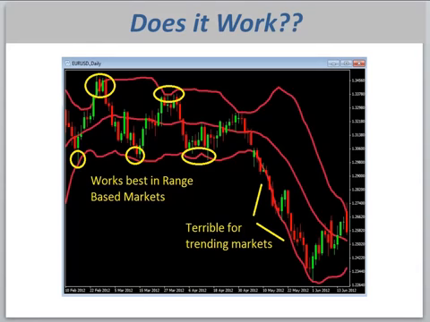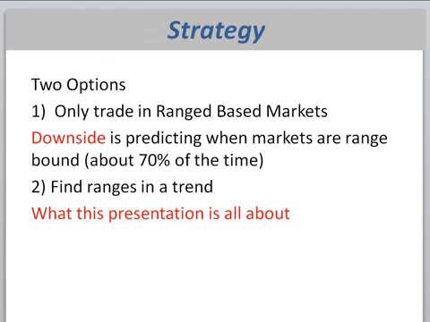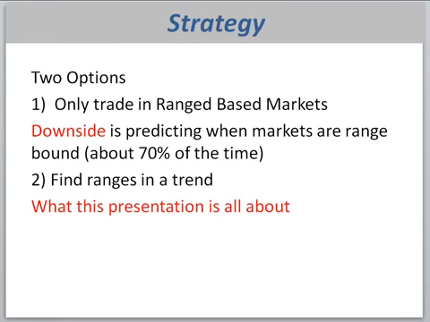So we see that in range-based markets, they work. However, when there's trending or a lot of big news, and when there's a lot of selling going on or a lot of really fast buying, then the Bollinger Bands don't work at all. Okay, so keep that in mind, knowing that they work best in some markets and don't work at all in other markets. So there's really two ways of trading.